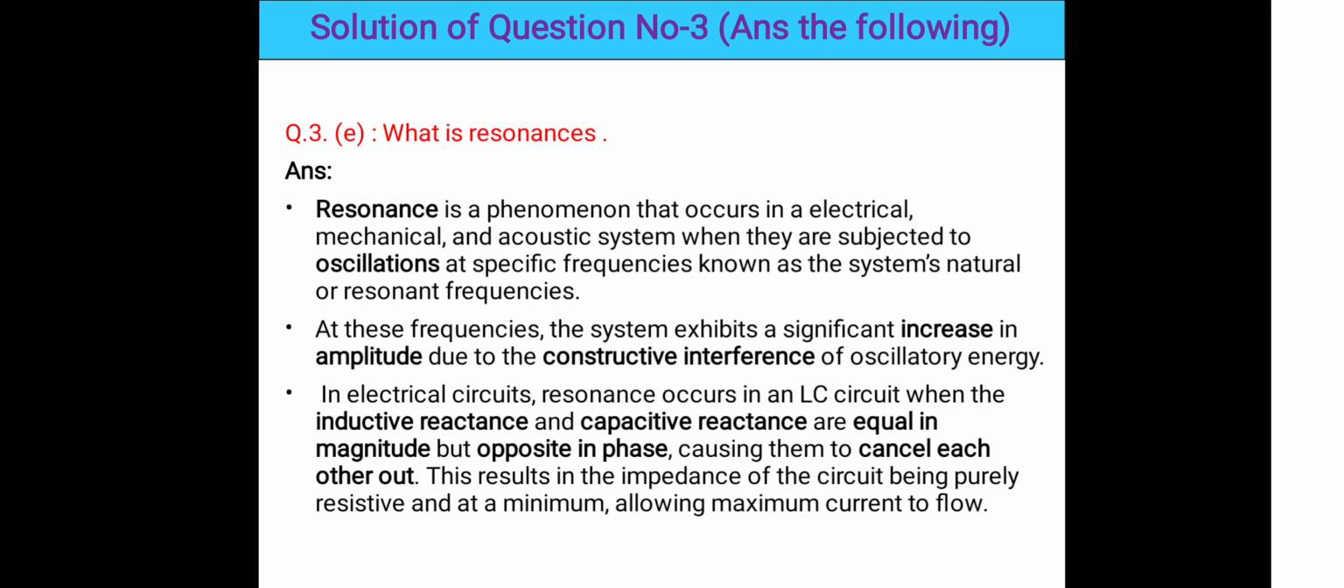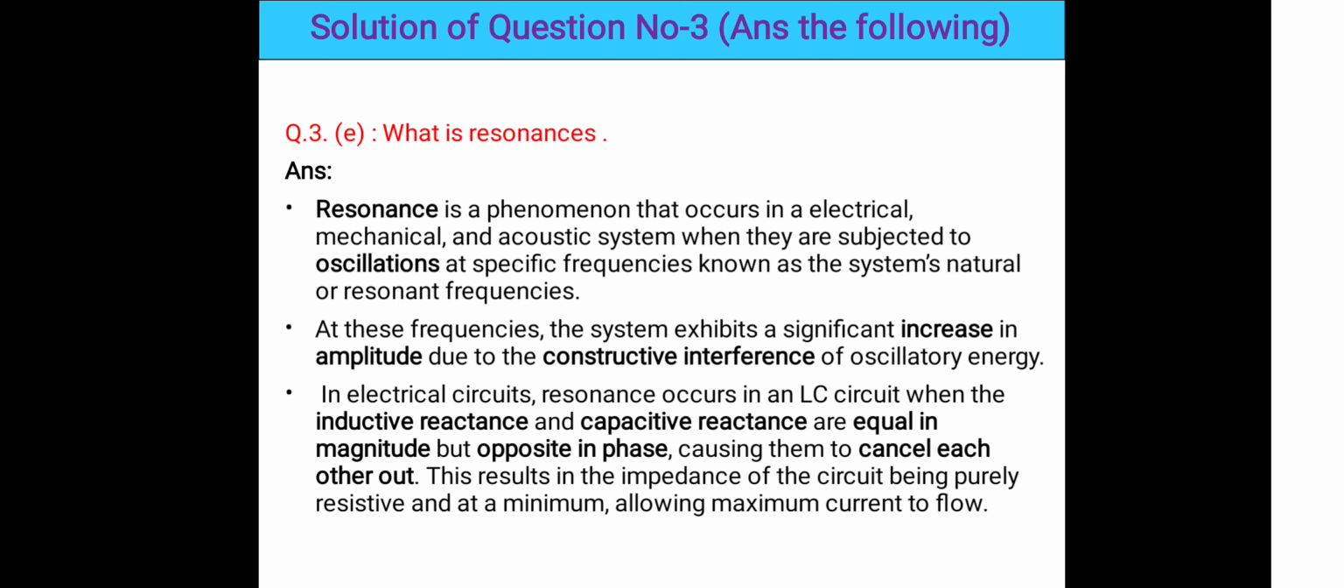In an electrical circuit, resonance occurs in an LC circuit when inductive reactance and capacitive reactance are equal in magnitude but opposite in phase, causing them to cancel each other out. This results in the impedance of the circuit being purely resistive and at a minimum, allowing maximum current to flow. So this is the significance and definition of resonance.